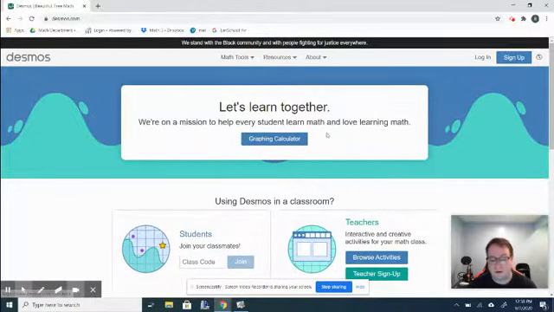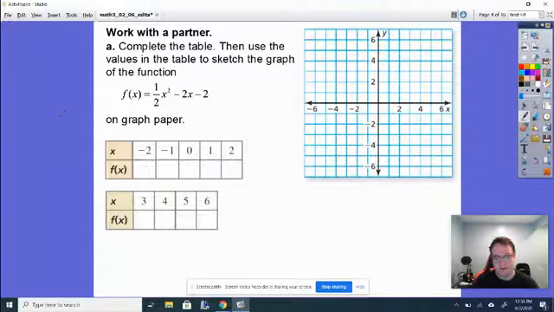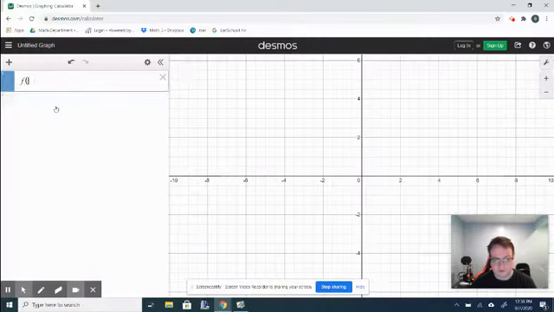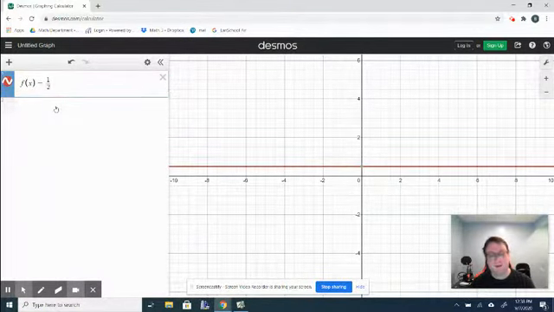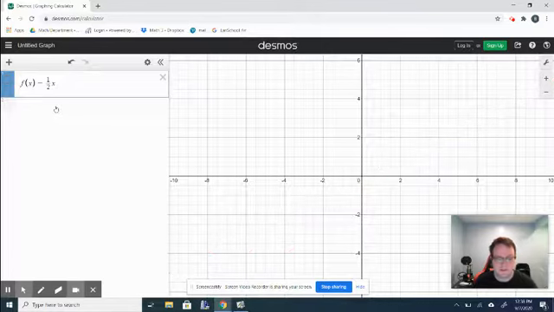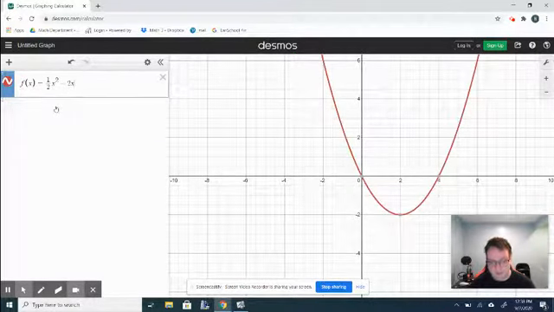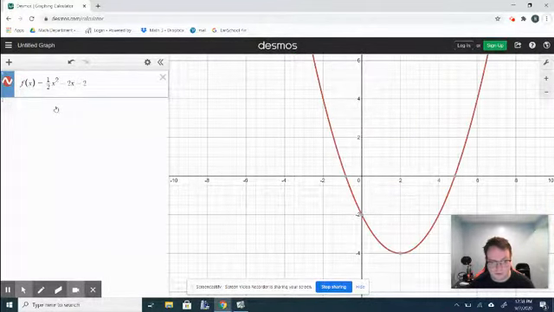Okay, so start out at desmos.com, click on graphing calculator. And then we're just going to plug it in exactly like it is here. So f of x is equal to 1 divided by 2. To get it to come back down, all you need to do is hit right arrow. To make it go up to that squared, you're going to hit shift 6. That's shift 6. Squared minus 2x minus 2. Make sure I got that right.